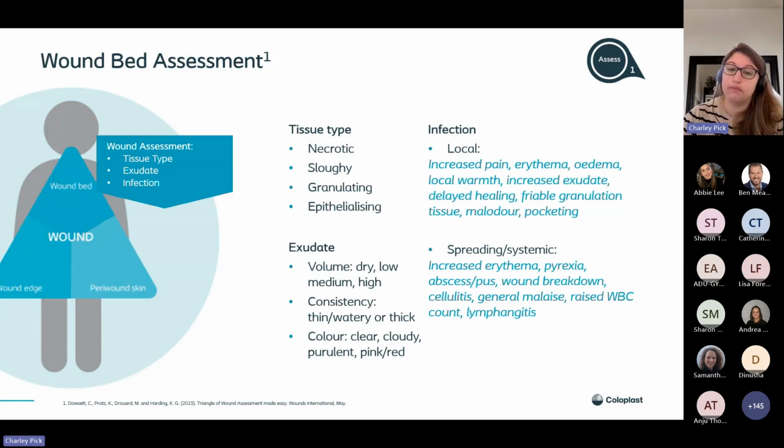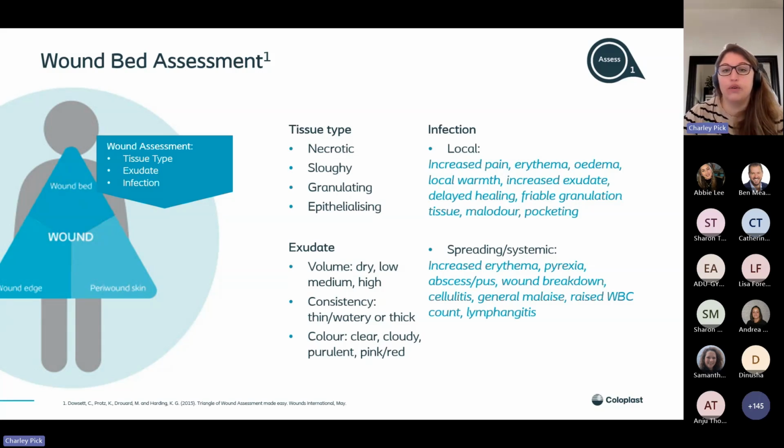But you also need to be mindful if the granulation tissue is quite dark or purple in colour, bleeds really easily, that can be a sign of wound infection. Your epithelialization, so this is when your epithelial cells start to migrate across your wound. So this is when you're starting to move towards that wound healing trajectory, and this is really where we want our wounds to be. So that granulation tissue and then those epithelial cells start to migrate across that wound bed and close that wound eventually.